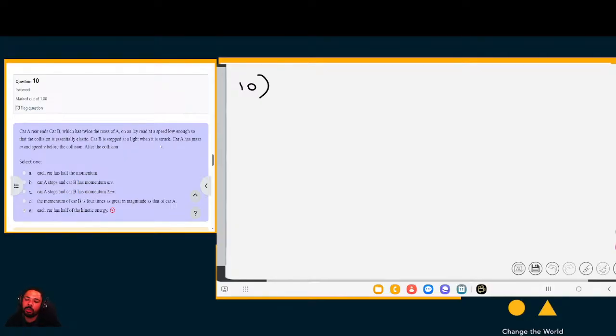So car B's initial momentum is zero. Car A has a mass of m and a speed of v before the collision. After the collision, what happens? Now the momentum of car B is 4 times as great in magnitude as that of car A. The reason being, car B has twice the mass of car A. So let's work out the momentum of car A.